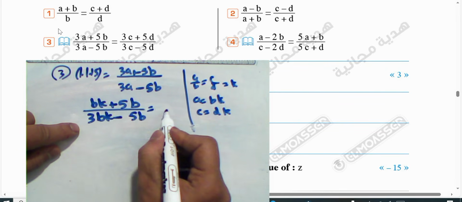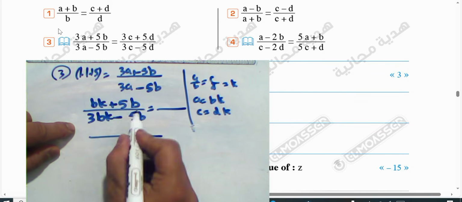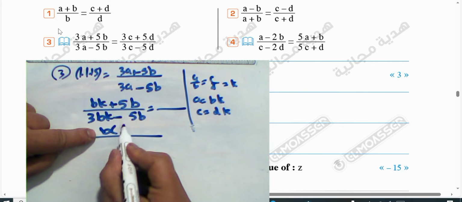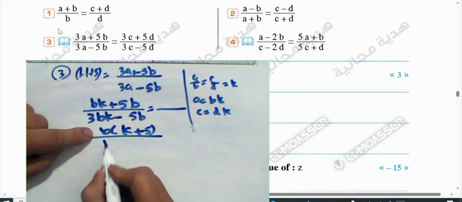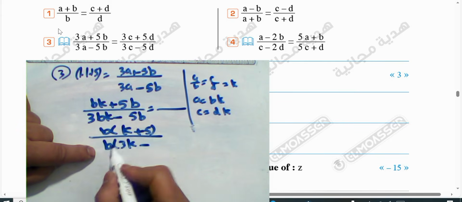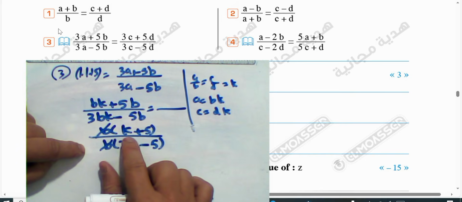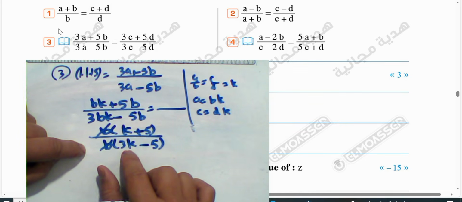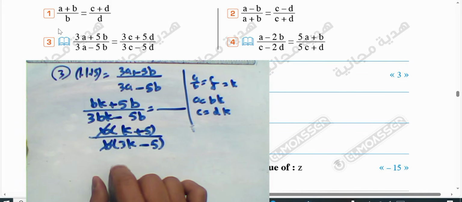We can write b as a common factor between the two terms. bk divided by b equals k and 5b divided by b equals 5. 3bk divided by b equals 3k, subtract 5b divided by b equals 5. Cancel together, and the result will be k plus 5 over 3k minus 5. Okay, this is question number 3, left hand side.